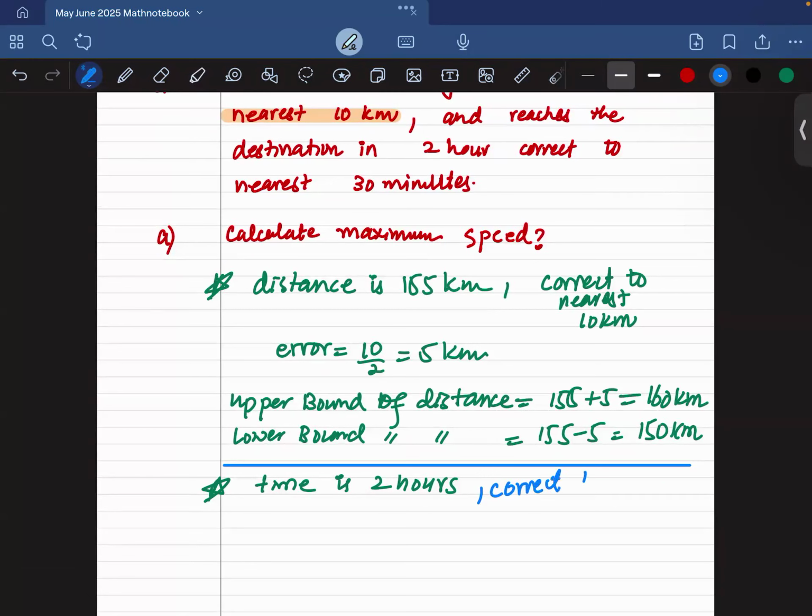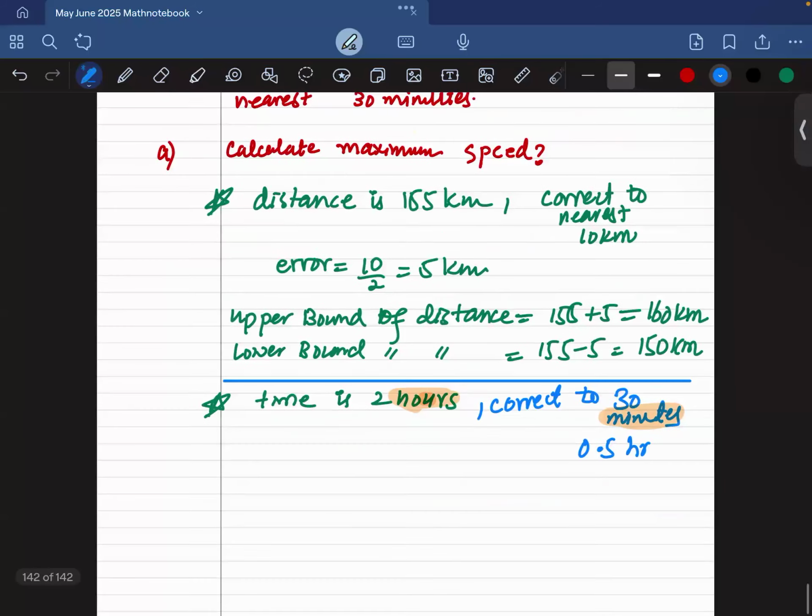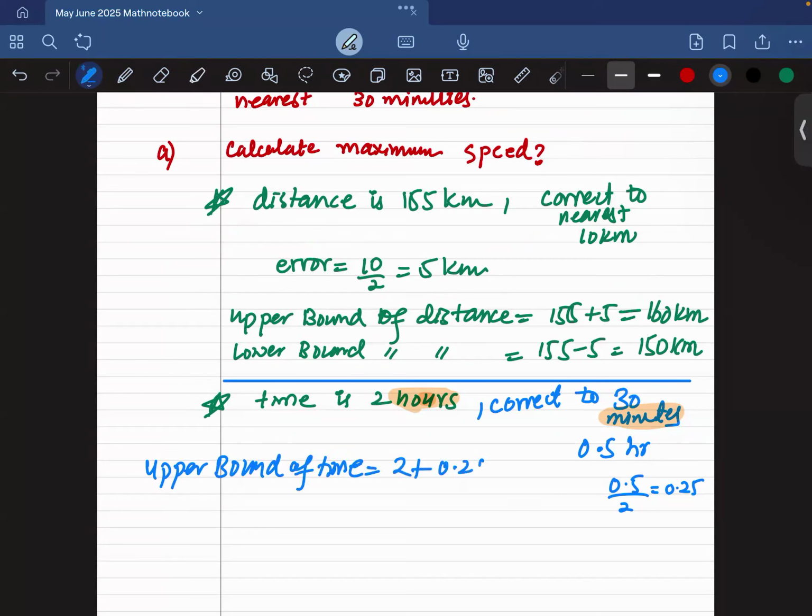Correct to nearest 30 minutes. बेटा 30 मिनट्स और आवर्स में बहुत फर्क है, ठीक है? तो हम 30 minutes को 0.5 hours लिख सकते हैं? Yes, sir. सो बेटा 0.5 divided by 2 होगा 0.25. सो अपर बाउंड ऑफ टाइम होगा 2 plus 0.25, it would be 2.25 hours.